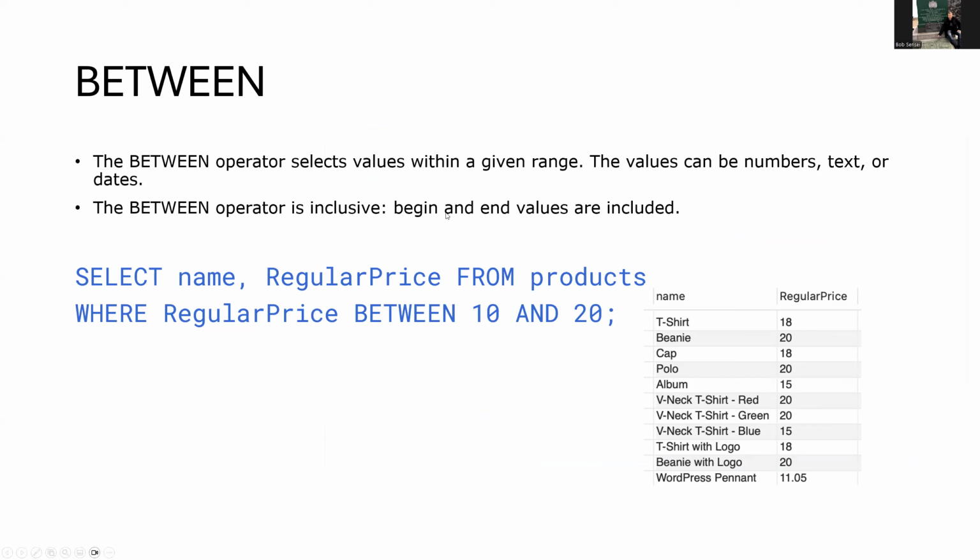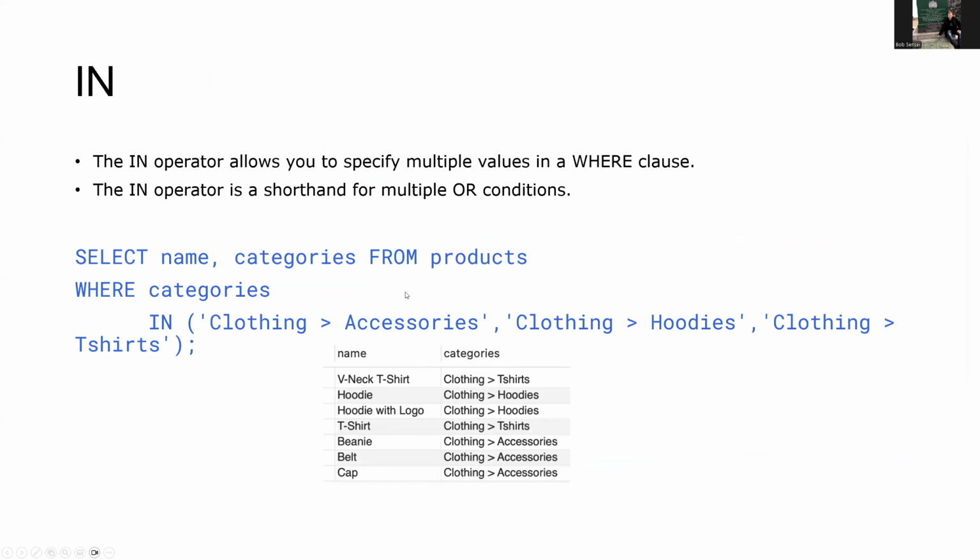And we can see here, I did this here, and I just did the query with the name and the regular price to make it easier. And you can see the result right there. The in operator is where a column is within a group of potential values. In this case, we're looking at the categories from products.